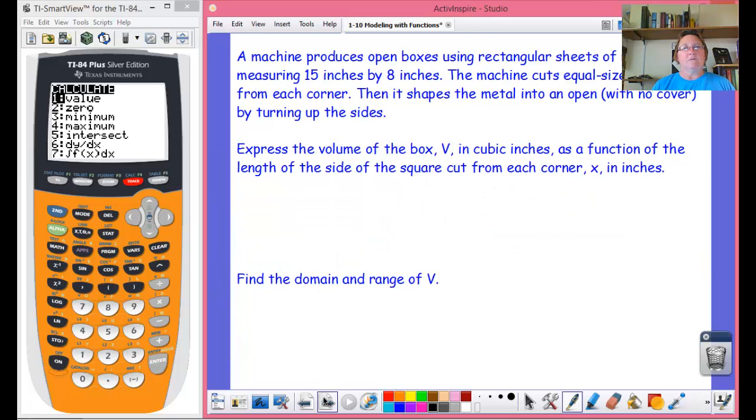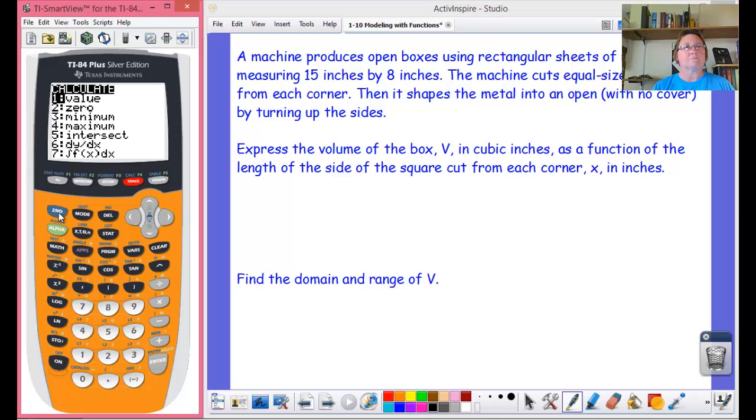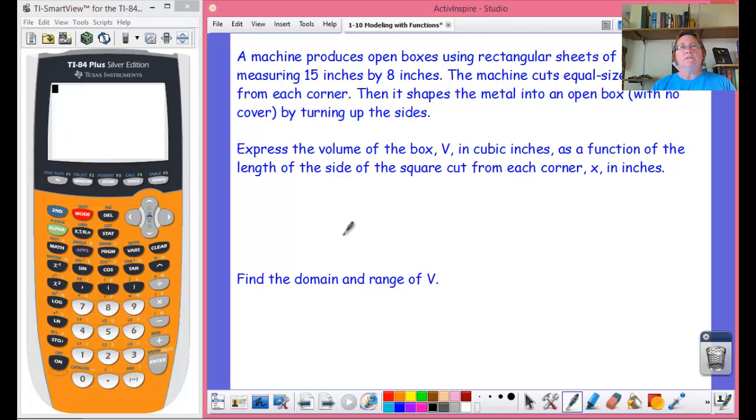All right, let's look at our next problem. A machine produces open boxes using rectangular sheets of metal measuring 15 by 8 inches. The machine cuts equal-sized squares from each corner. Then it shapes the metal into an open box with no cover by turning or folding up the sides. I know I'm going to want to see a picture of that.